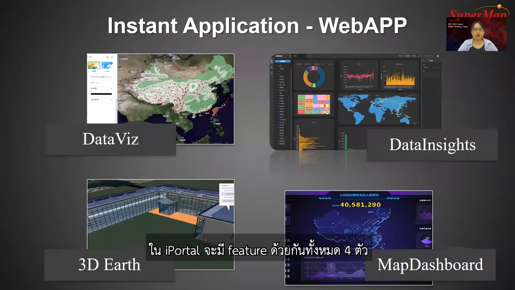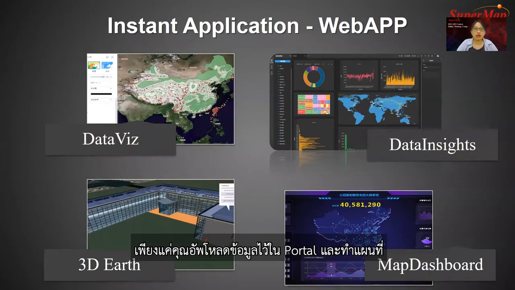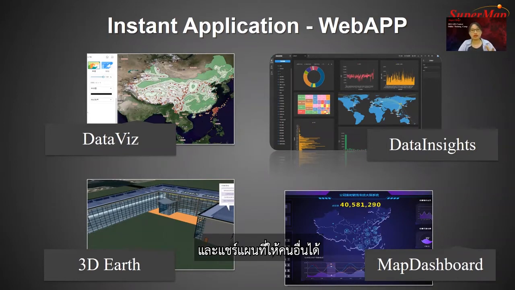So with Supermap Portal, it provides four main functions. Firstly, the database, with which we can make maps through the website. You just need to upload your data to the portal, then make your map by the portal, and then share the map to others.